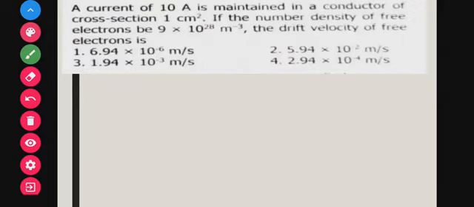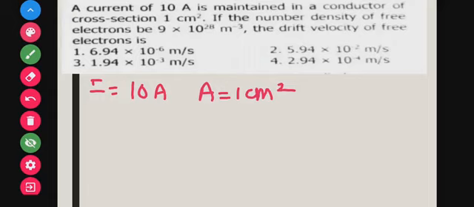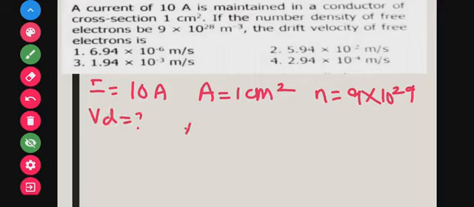Next we will move on to question number 2. A current of 10 ampere is maintained in a conductor of cross section 1 centimeter square. So current is 10 ampere and area is 1 centimeter square. If the number density of free electrons is 9 into 10 to the power 28 per meter cube, that is n is equal to 9 into 10 to the power 28, the drift velocity of the free electrons Vd is equal to what, they are asking. The formula is I is equal to NEAVd. We know the value of n and everything else, we will find the value of Vd.